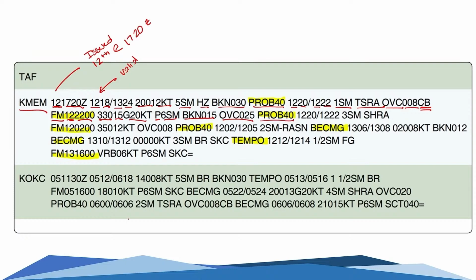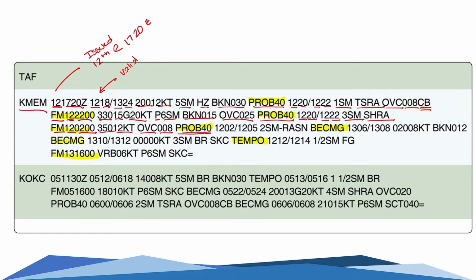We have another probability statement, so there's a 40% chance that between the 12th day at 2000 through the 12th day at 2200, there's 3 statute miles visibility and showery rain or rain showers. And then from the 12th day at 0200, we have the following conditions. Wind is 350 at 12 knots, overcast at 800 feet. And then we've got another forecast as well.